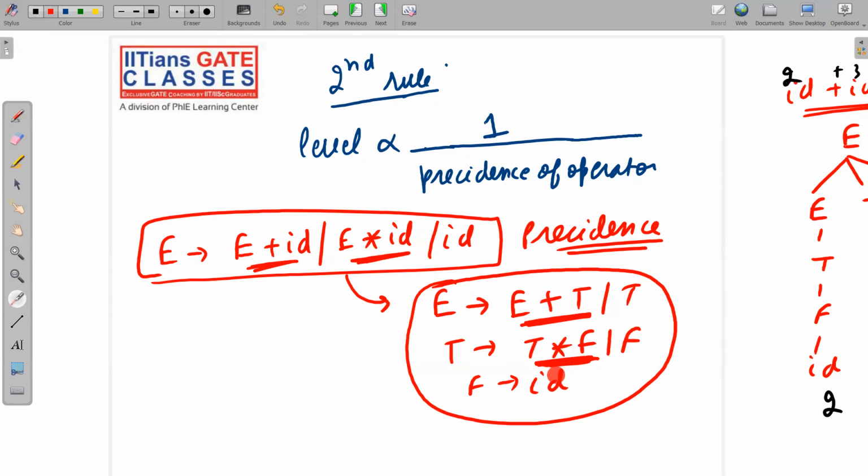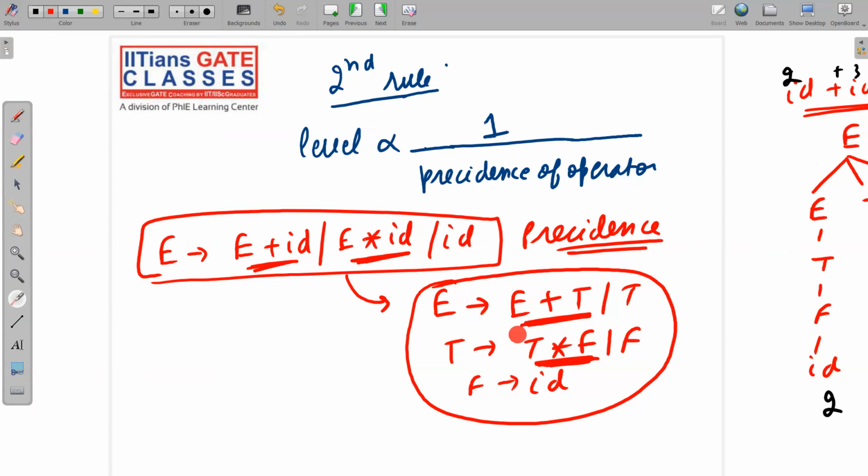On seeing this grammar, you will directly say whether plus is left associative or right associative. You will see E and E, left recursion, so plus is left associative. Is star left associative or right associative? Star, see, T and T, left recursion, so star is left associative. Plus and star, which is having more precedence? You will say star is having more precedence because star is far away from E, or it is at the lower level. Plus is at the higher level. That's why it is having less precedence. I hope I have made the point clear to all of you.